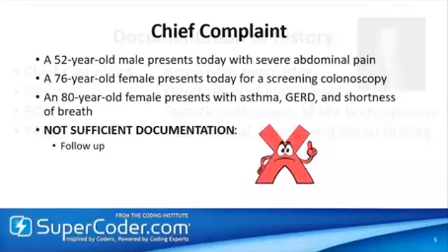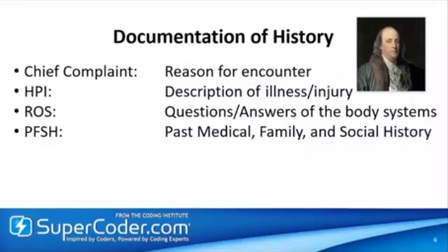Now, when documenting history, the chief complaint represents the reason for the encounter. The history of present illness is a description of the patient's illness or injury. The review of systems are answers to the questions related to body systems. And the PFSH represents the past medical, family, and social history.